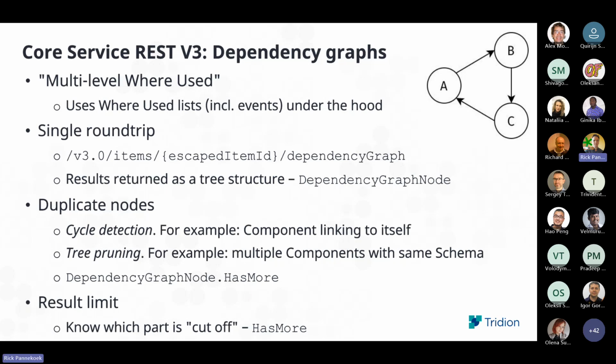But since it is a tree, it's not that it just stops somewhere. Some branches of the tree may be cut off because of that result limit. It's okay, now we can't expand it further because of the limit. And again, then we have the has more property to indicate that it is cut off at that point.